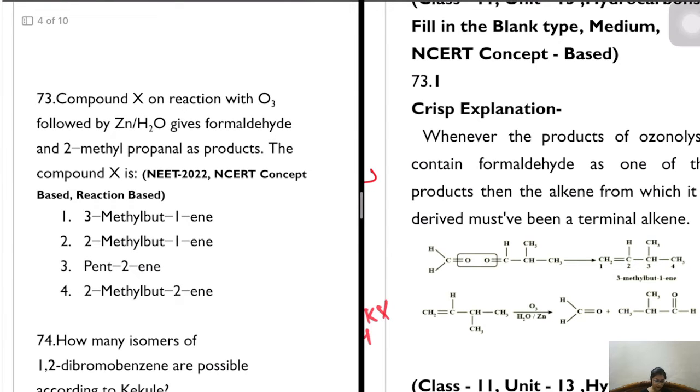Compound X on reaction with O3. That is, whenever you see O3, this is ozonolysis. Always keep this in mind. Followed by Zn/H2O gives formaldehyde and 2-methylpropanal as product. And the compound X is C. What is 2-methylpropanal? Let's see this.